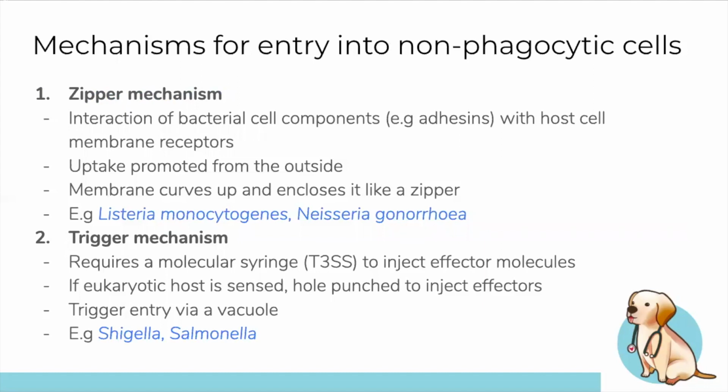You've got the zipper mechanism, which is basically your bacteria comes onto the cell, and then the membrane of the cell curves around and encloses it sort of like a zipper, which is why it's called the zipper mechanism. And then you've got the trigger mechanism, which again uses a syringe. So you punch a hole into the host cell and you inject some funky stuff, and then the host cell's like, oh yeah, I guess I'll take this thing in now.